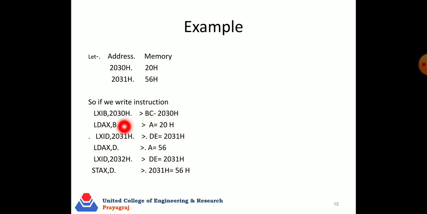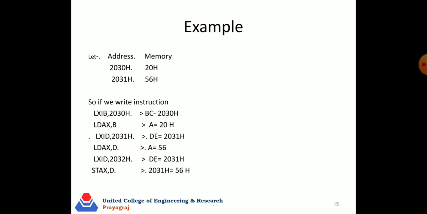Let's take another example. Let's suppose we initialize LXID 2031H. After executing this instruction, DE becomes 2031H. Then if we write LDAXD, LD stands for load the data, A stands for accumulator, X for register pair, and D stands for the DE register pair. It was previously initialized in DE as 2031H. In 2031H, the content is 56H. So that 56H is copied to the accumulator.